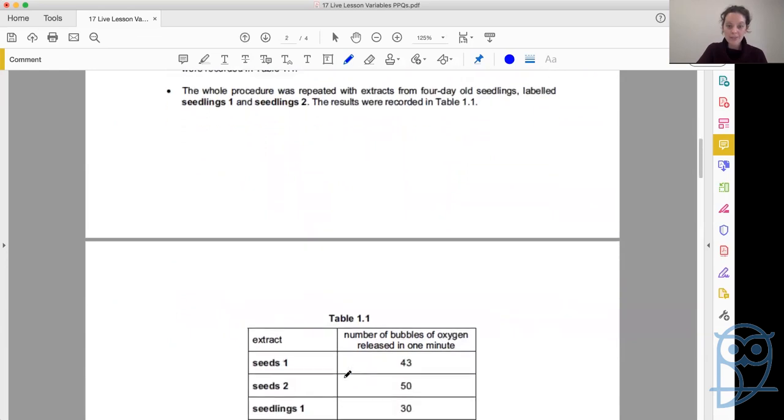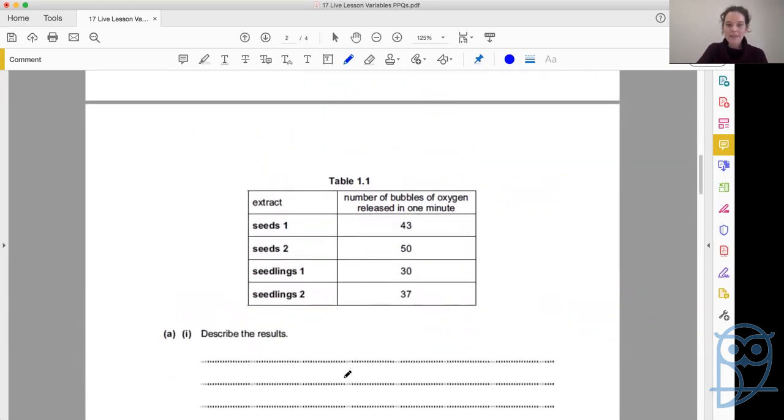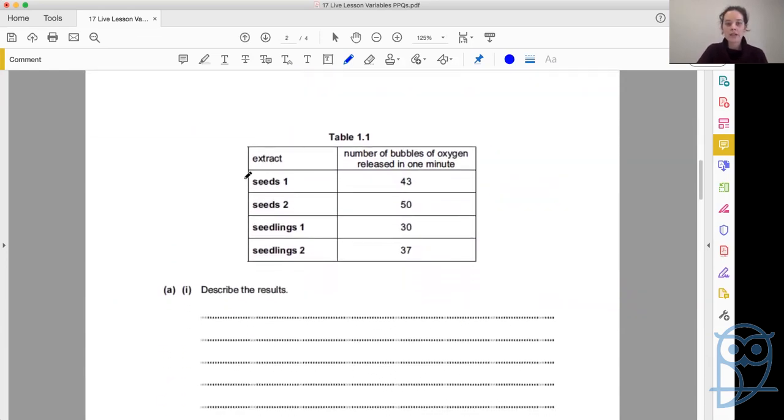So let's go have a look at this magical table 1.1. Here it is. So we have the extract, we have seeds 1 and seeds 2. So here we have our repetition, if we can spell repetition. And that is going to improve our reliability. Remember, we also said whenever we look at our table, we're always going to have our independent variable on the left and measurements of the dependent variable on the right.